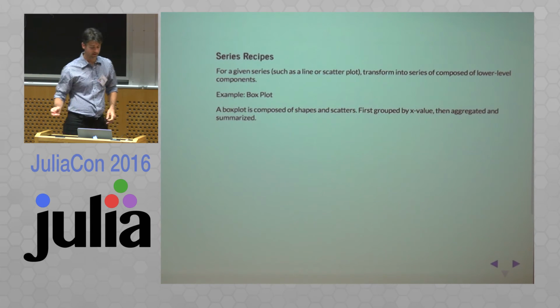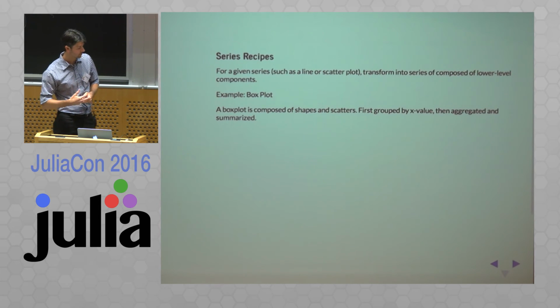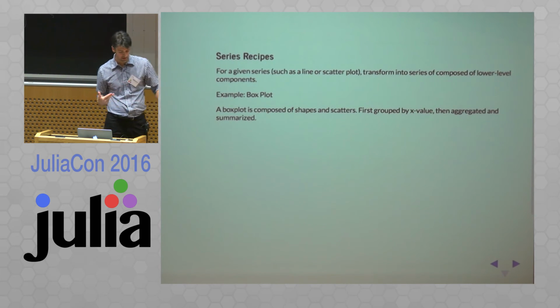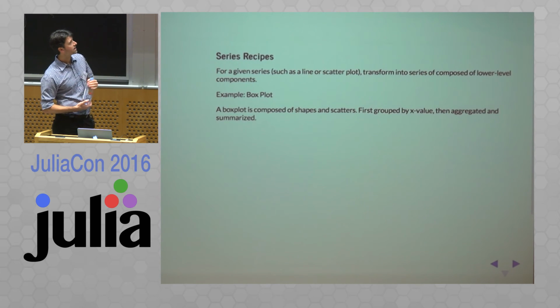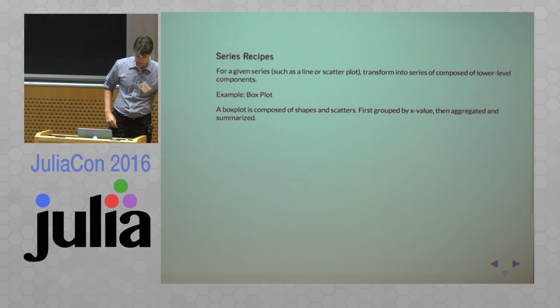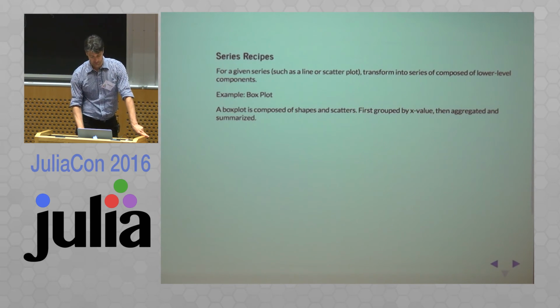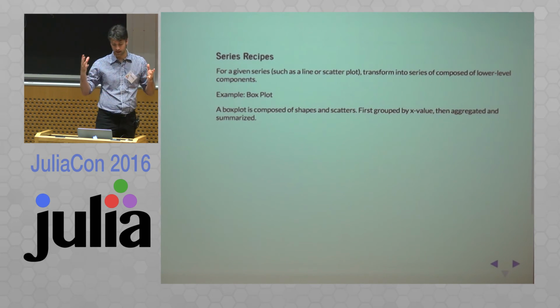And the last one is series recipe, and these are called at the very end of all the processing. The layouts have been built, the subplots have been defined, and default values for all the attributes have been filled in. So you've almost got a ready-made description of your plot, and now you want to add your data into it. An example recipe here is a box plot. A box plot is just a bunch of shapes and a scatter plot thrown in.